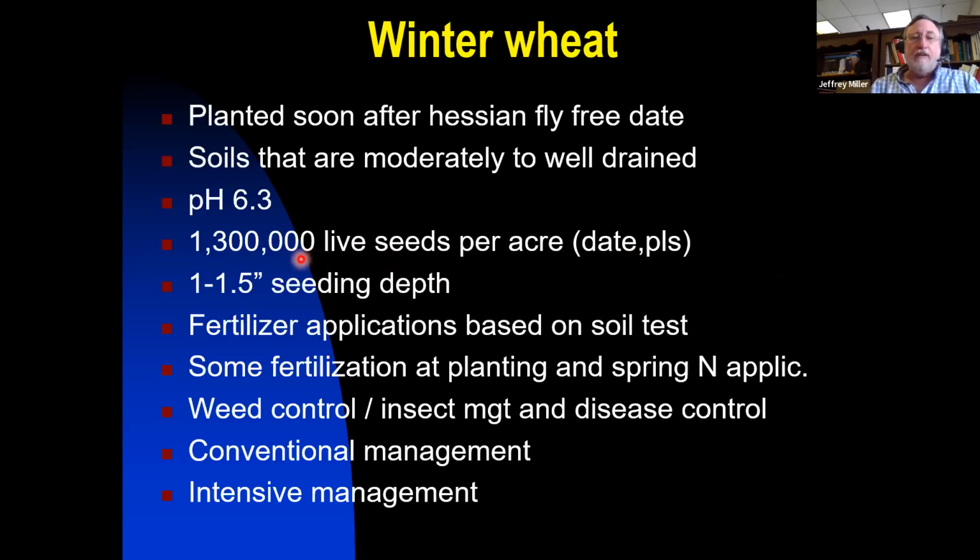Date is also a factor in that seeding rate. This is a seeding rate for a mid-September planting. If you're delayed to mid-October, you want to raise that level of seed planting to 1.5 million live seeds per acre.